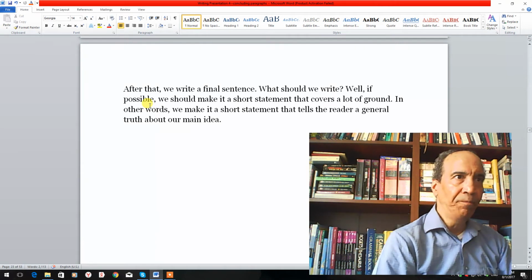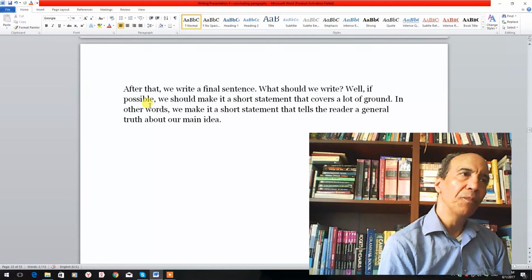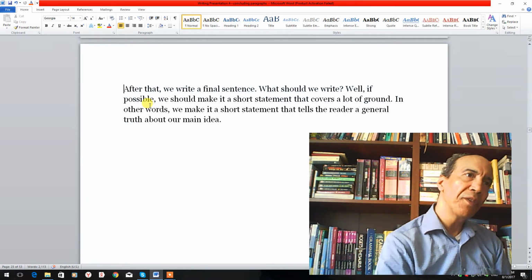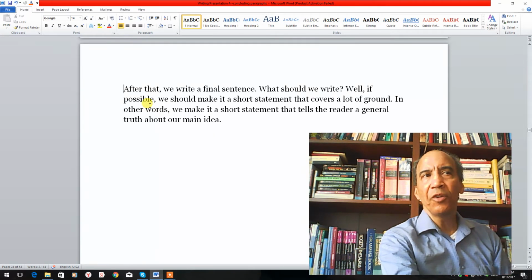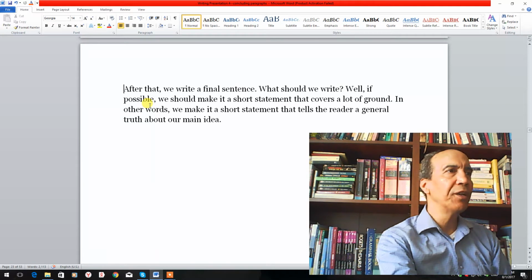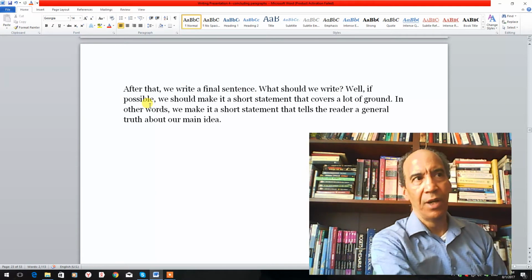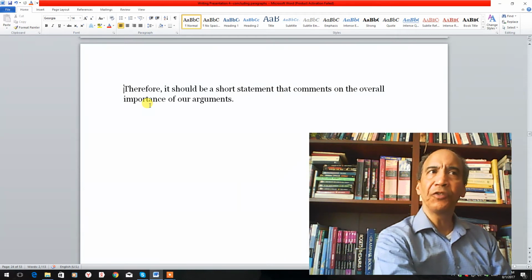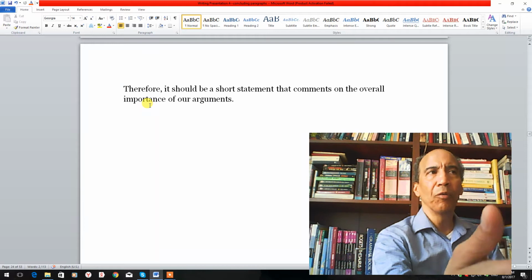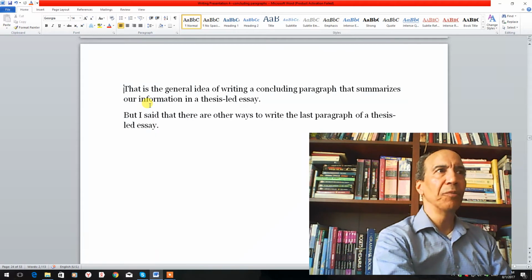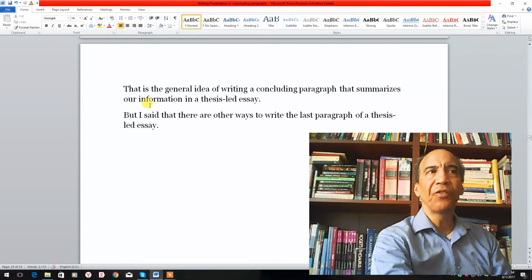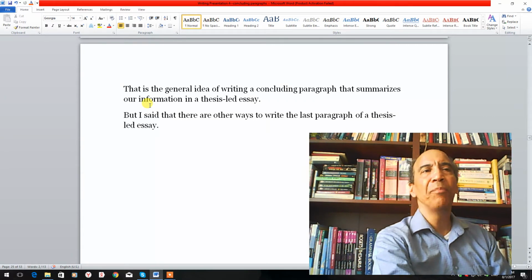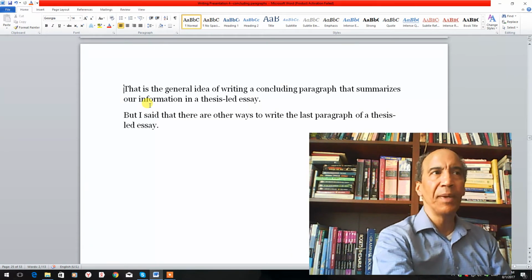What should we write? Well, if possible, we should make it a short statement that covers a lot of ground. In other words, we want to make a short statement that tells the reader a general truth about our main idea. Therefore, it should be a short statement that comments on the overall importance of our arguments. That is the general idea of writing a concluding paragraph that summarizes our information in a thesis-led essay.